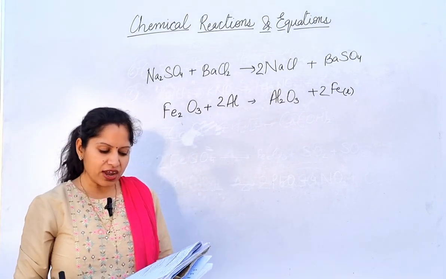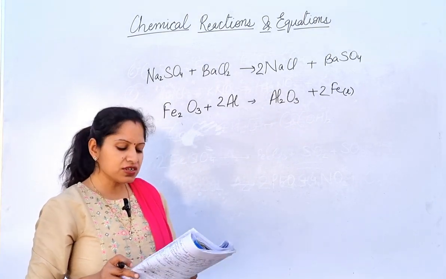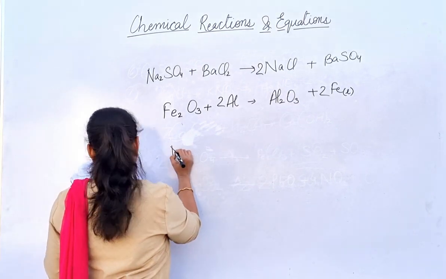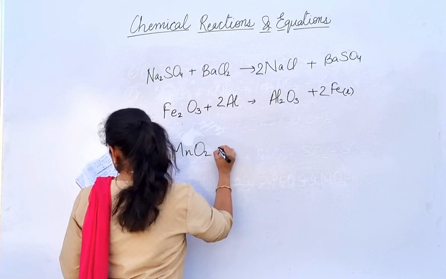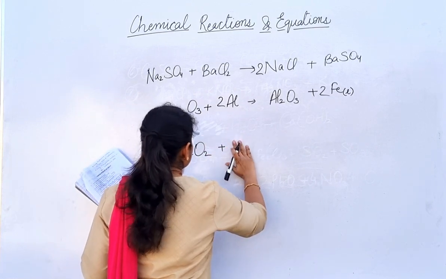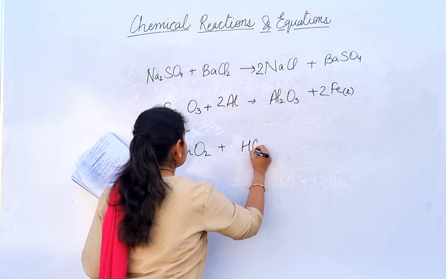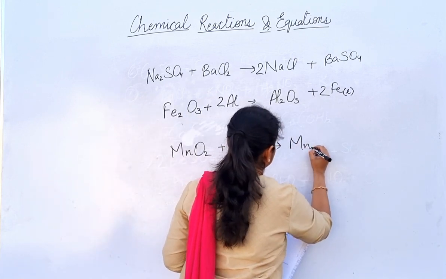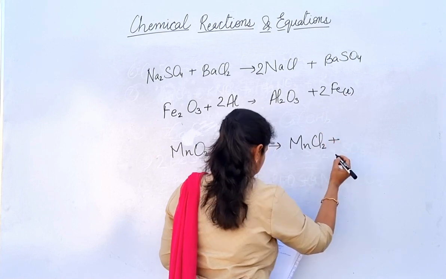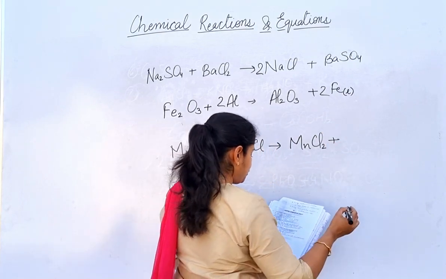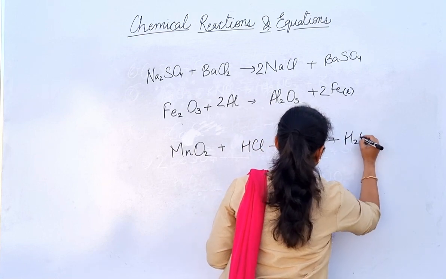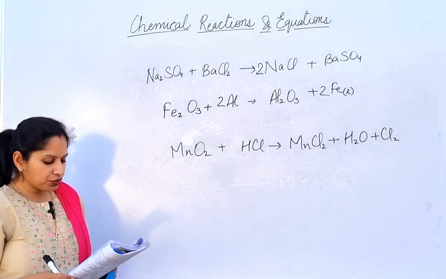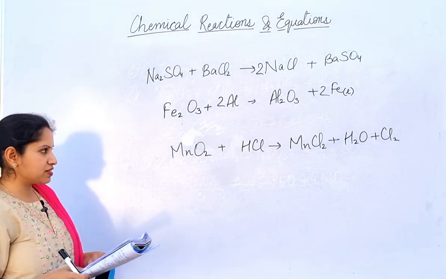Okay. Next reaction also I'm writing on the board. You just need to tell which type of reaction that is. MnO2 plus HCl, you have to balance it as well, gives MnCl2 plus H2O plus chlorine. Okay, you need to balance it and you have to tell which type of reaction is that.